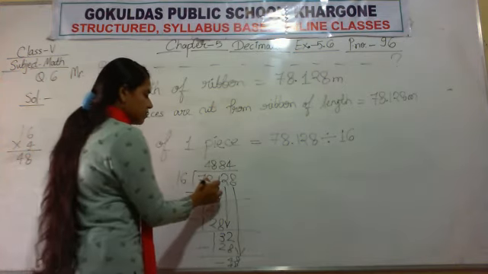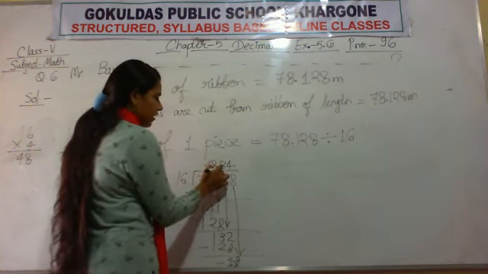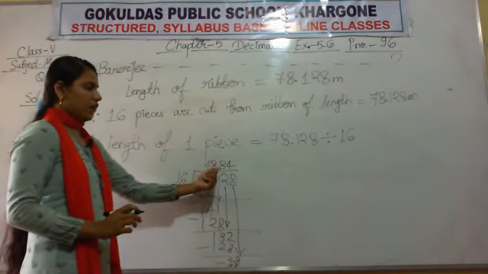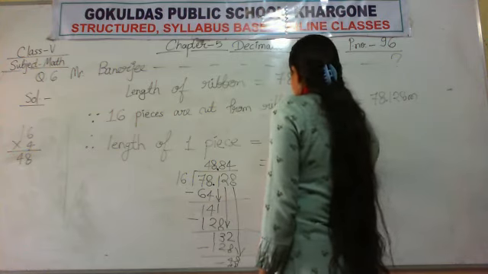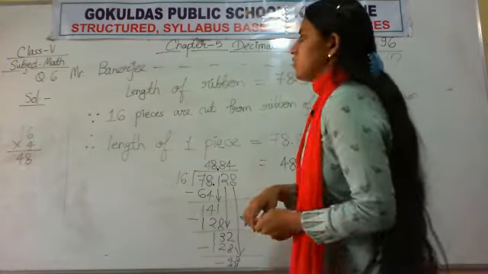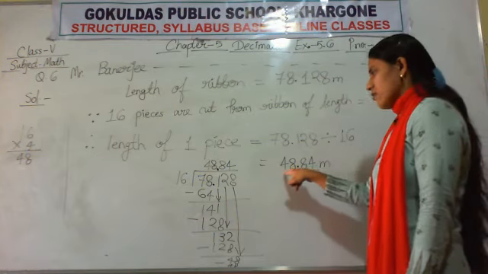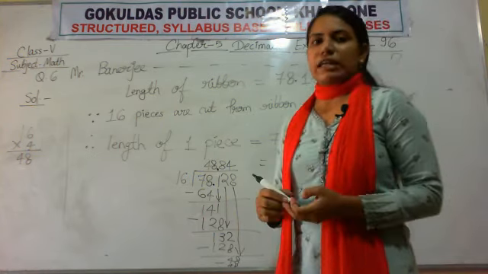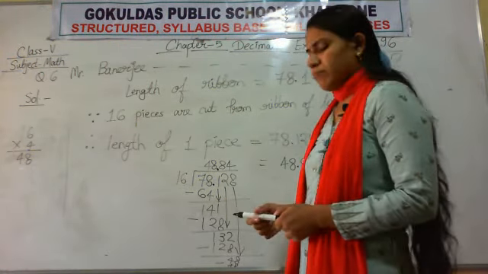Now we need to put the decimal symbol also. After 2 digits the decimal is there from the left side. So you need to put the decimal from the left side after 2 digits. Okay. So our final result is 48.84 meter. So the length of one piece of ribbon is 48.84 meter.